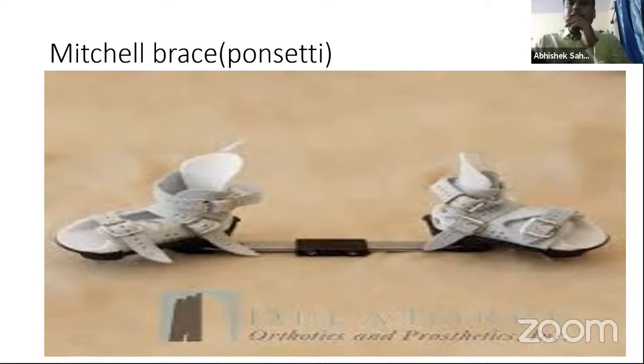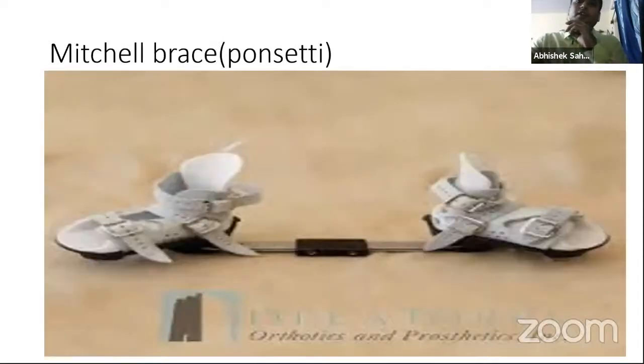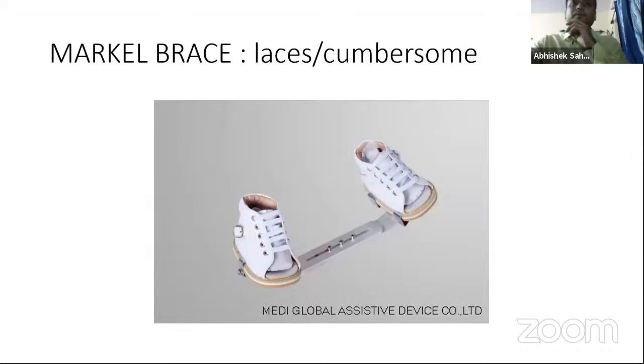Whereas in this case, there are a lot of people who have shifted over to the Mitchell brace from the other braces and from this brace, which is the Markle brace. Now, the only problem with this brace was it was heavier. It was more cumbersome for the parents to put on. So gradually, most of the people in the developed countries have shifted from the Markle brace to the Mitchell brace.